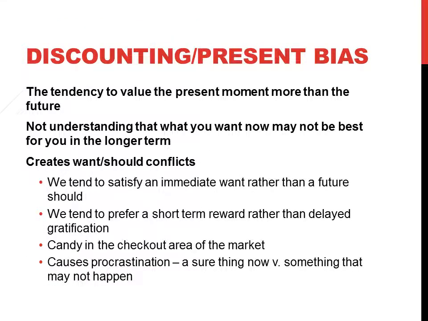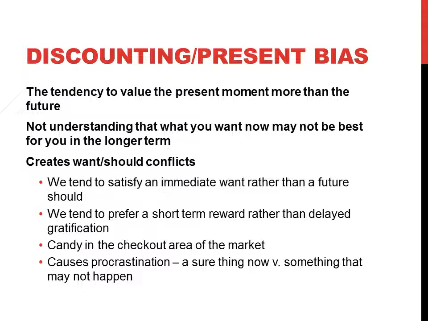Discounting and present bias is actually ensconced in traditional economics. Discounting is part of finance. It's known as the time value of money. And what it is, is the tendency to value the present moment more than the future. And the bias is not understanding that what you want now may not be best for you in the longer term. In other words, the longer term outcome is what you should be looking at instead of your immediate wants.